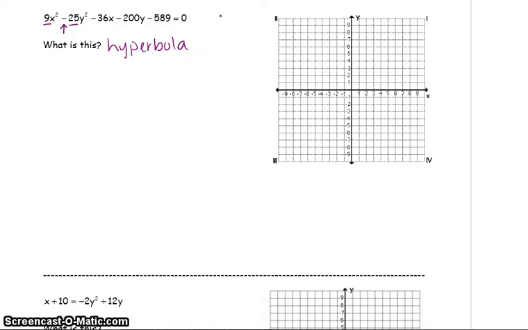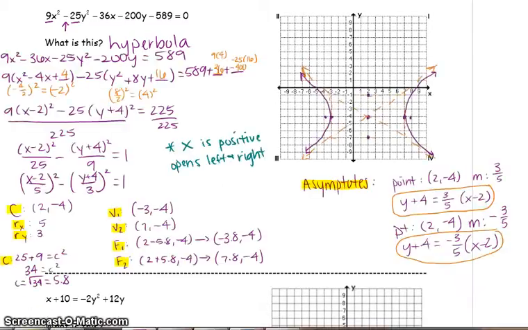Okay, so same thing. Go through, list all the important parts of your hyperbola and graph it, and then check your work in a minute. Okay, so this is what your graph of your hyperbola should look like, and I've highlighted all the key parts that you should have.